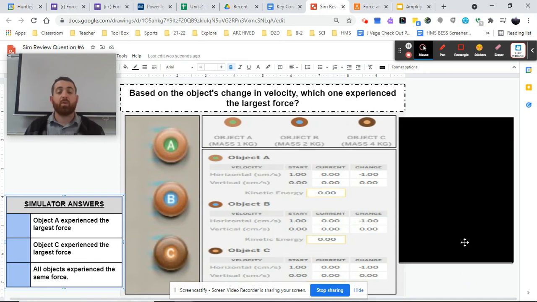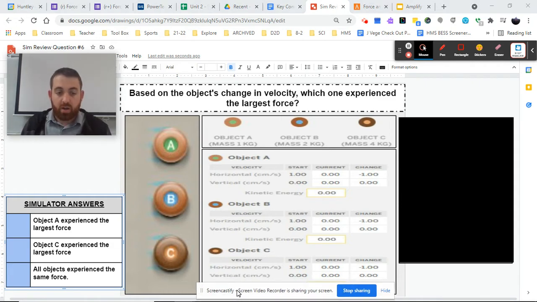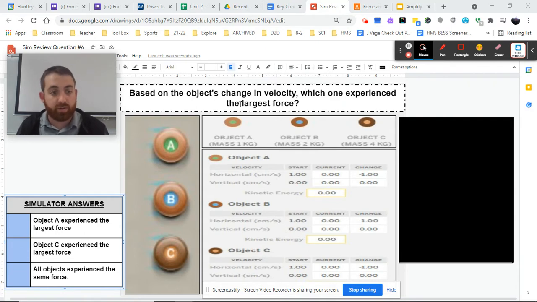Hey everybody, Mr. Regan here, and we're looking at the last question for our review. That's going to have us looking at a situation in our simulator and deciding, based on the object's change in velocity, which one experienced the larger force. So a very similar question to the last one, but we have a different situation occurring here.